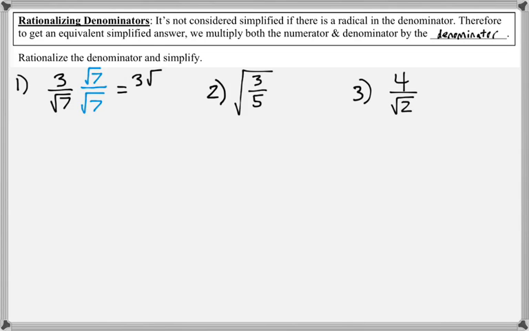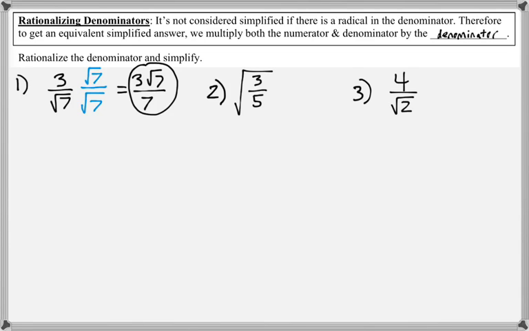So what this will do is, on the top we'll just have 3 times the square root of 7, but on the bottom, the square root of 7 times the square root of 7 is just 7. So it gets rid of that radical. So 3 times the square root of 7 over 7 is equal to 3 over the square root of 7, but it's considered more simplified.